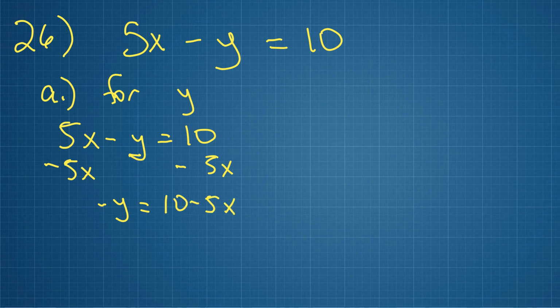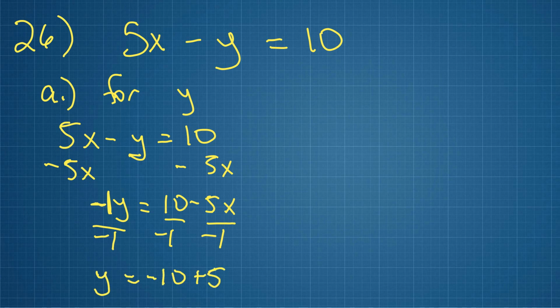minus 5x. Now remember, that negative is like negative 1 in front, so I have to divide everything by negative 1, and that just changes all the signs. So I had a negative y, so it's positive y. Had a positive y, so it's negative 10. Had a negative 5x, so now it's positive 5x. Done. Y is by itself.